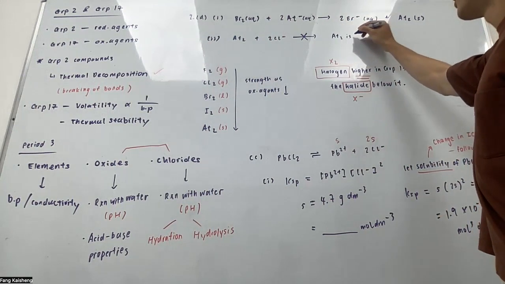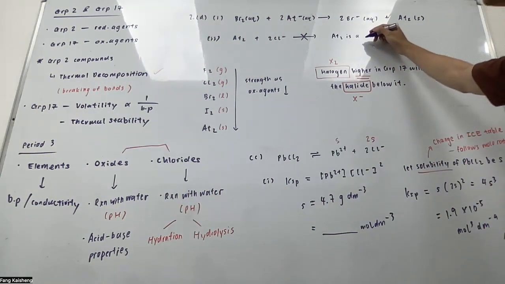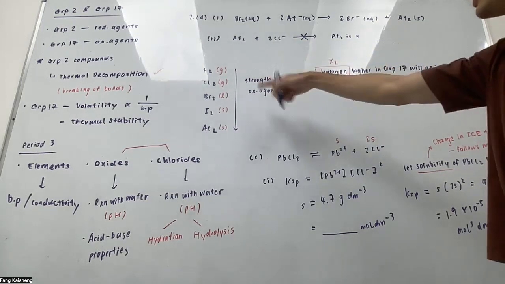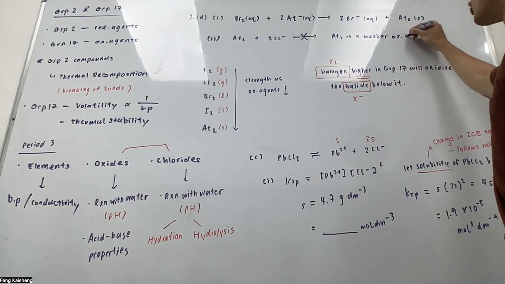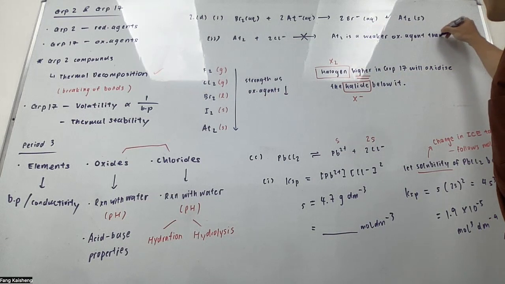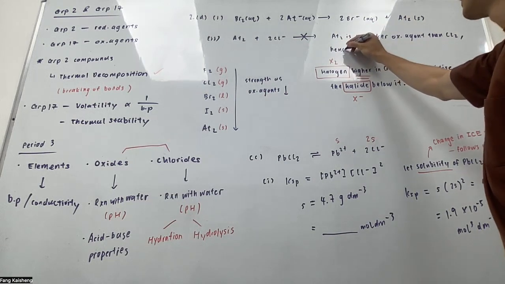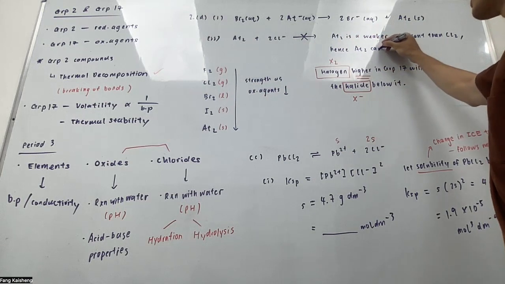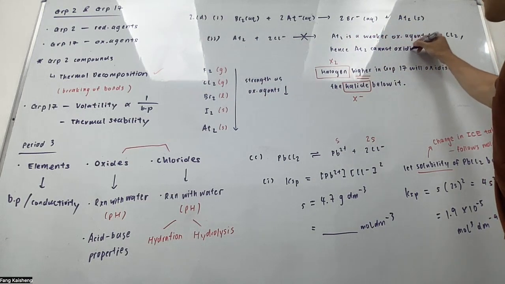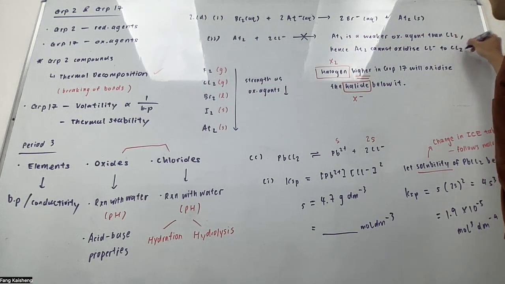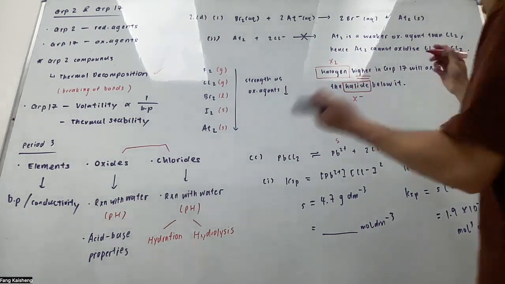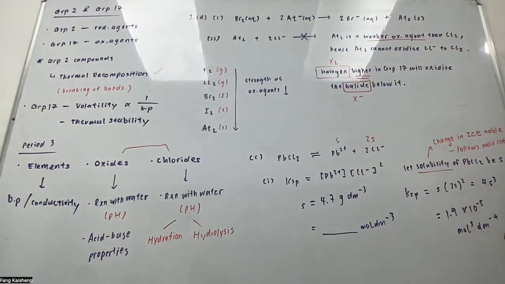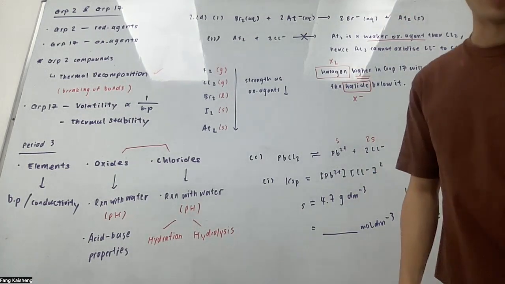Compared to chlorine, astatine is a what? What's all this about? Oxidizing agents, right? Astatine is a weaker oxidizing agent than chlorine. Hence, astatine At2 cannot oxidize Cl- to Cl2. Very simple statement. Sometimes they can ask you to explain, and all I need to see is the words weaker or stronger oxidizing agent. That's pretty much it. It's very important.